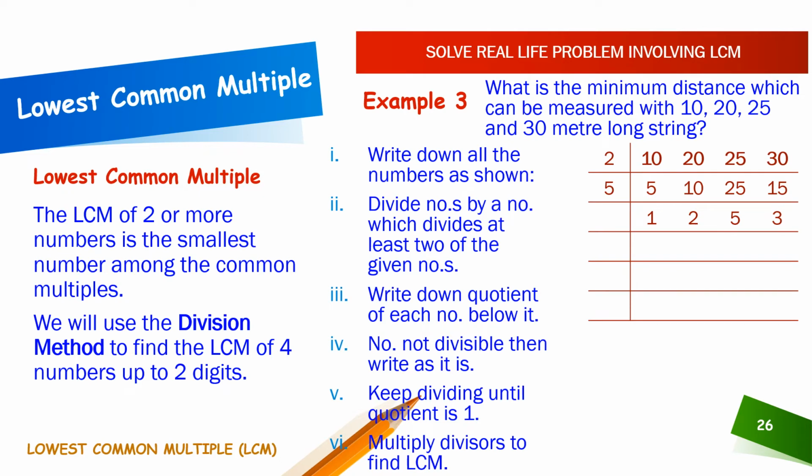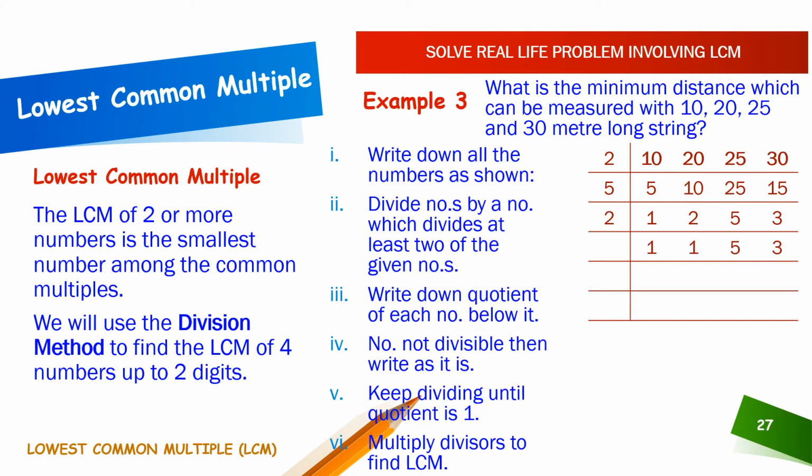Now divide by 5, as at least two numbers in the last row are divisible by 5. So 5 divided by 5 is 1. 10 divided by 5 is 2. 25 divided by 5 is 5. And 15 divided by 5 is 3.